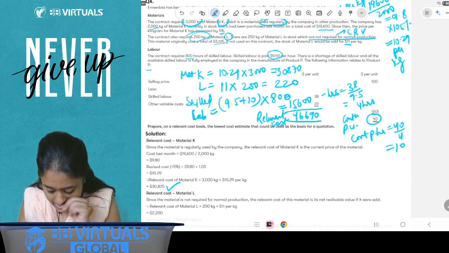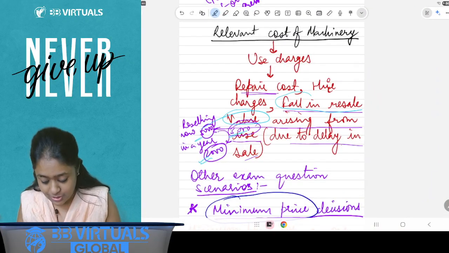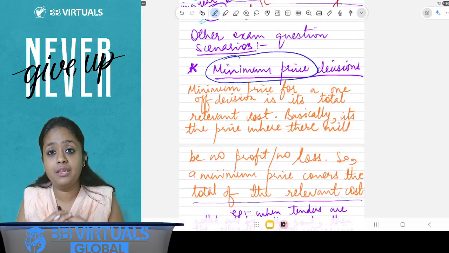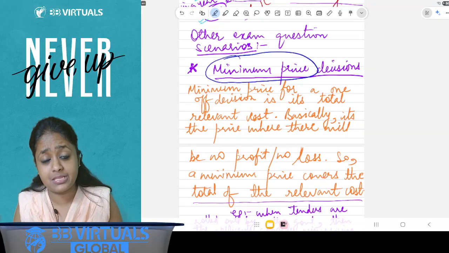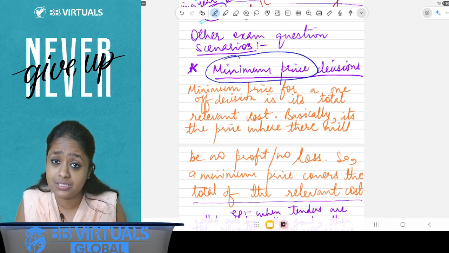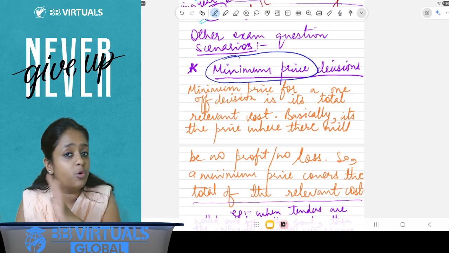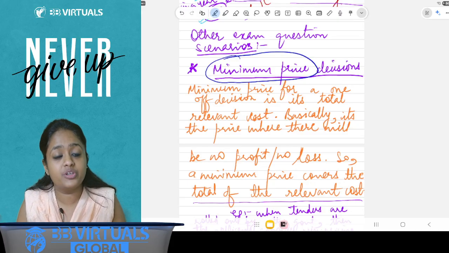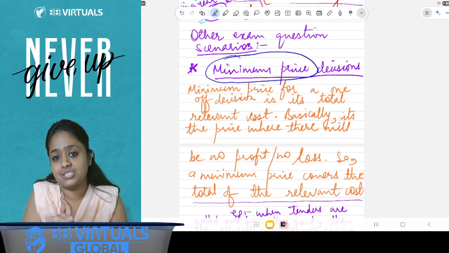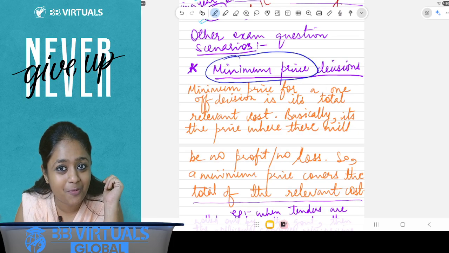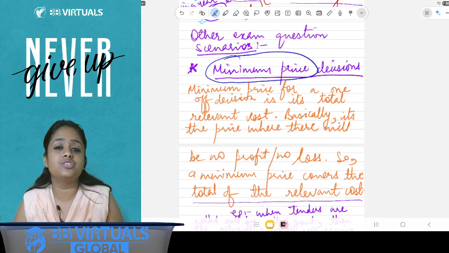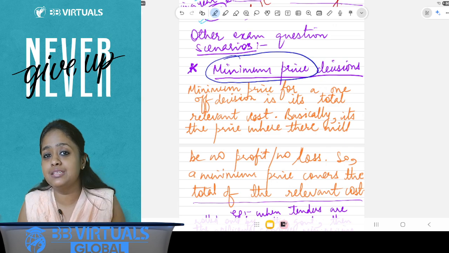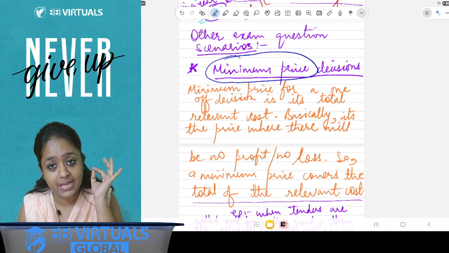Okay, let's move forward and let's do one more topic and one more question. So guys, now you can have this applicable in multiple exam related scenarios. Like you can have minimum price decisions. Minimum price decisions mainly say don't focus on profits. Our aim is not to maximize profits, but to make sure that your minimum cost is covered. And now you know what is the minimum cost? Relevant cost. So in exam oriented questions, when minimum price decisions are there, just focus on covering the relevant cost.